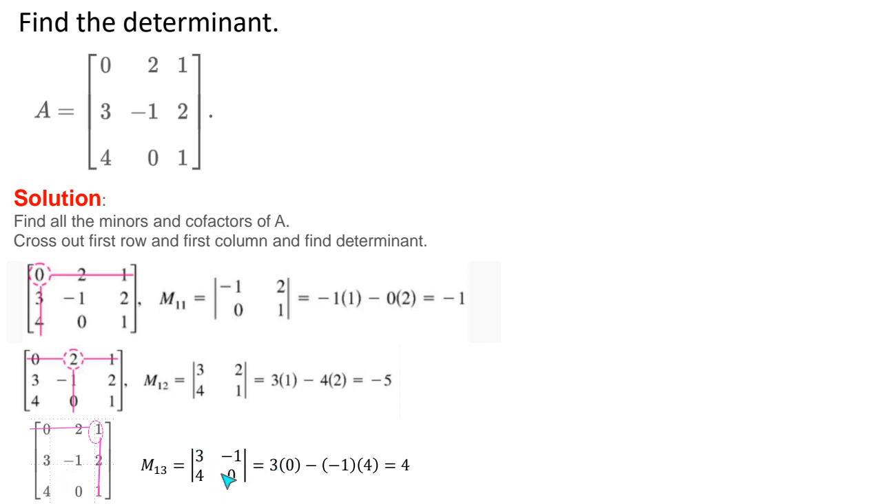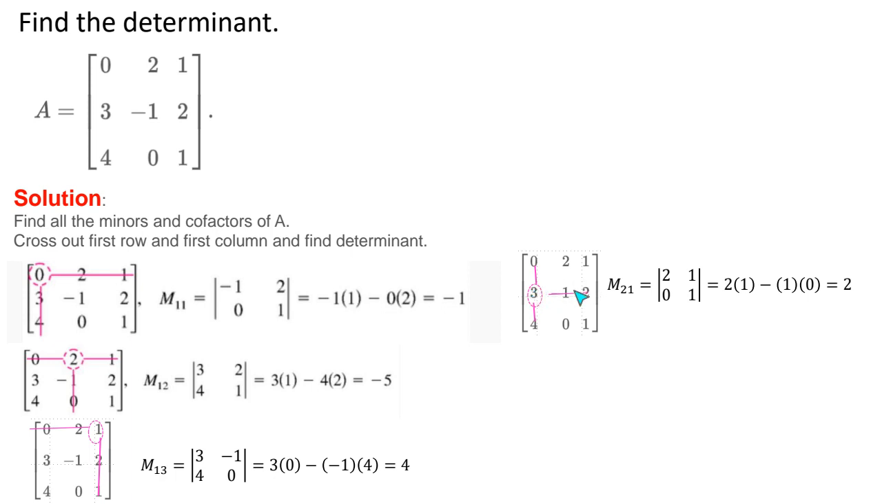So 3 times 0 is 0. 4 times negative 1 is negative 4. And so we get negative 4. Okay. And so it looks like we're finished, but we still have to consider the second row now.